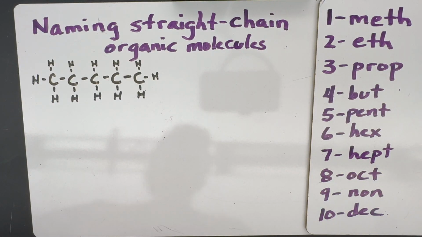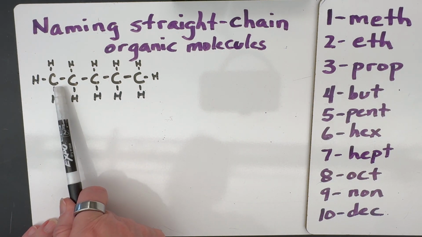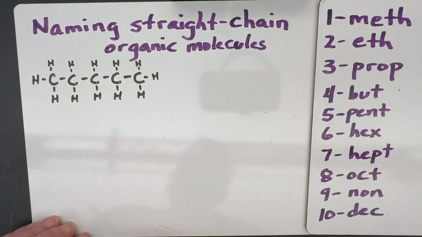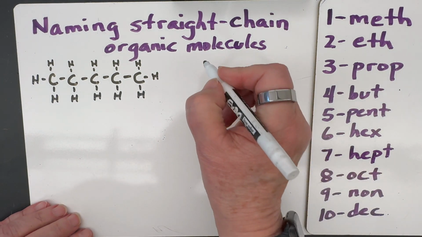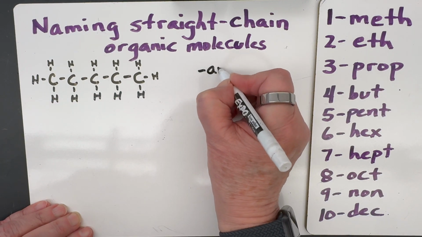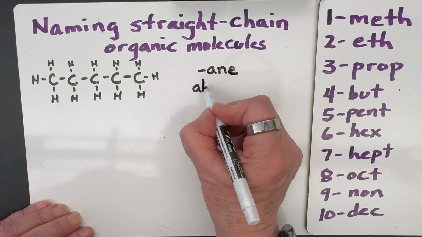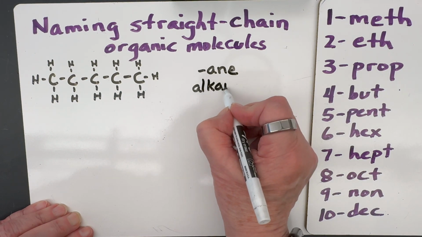Today we're going to talk about how to name straight chain organic molecules. We'll talk about branching chains in another video. The first thing you need to look at is your carbon-carbon bonds between the carbons. Make sure that they're all single bonds. If they are, then the name is going to end in A-N-E, because these are classified as alkanes.